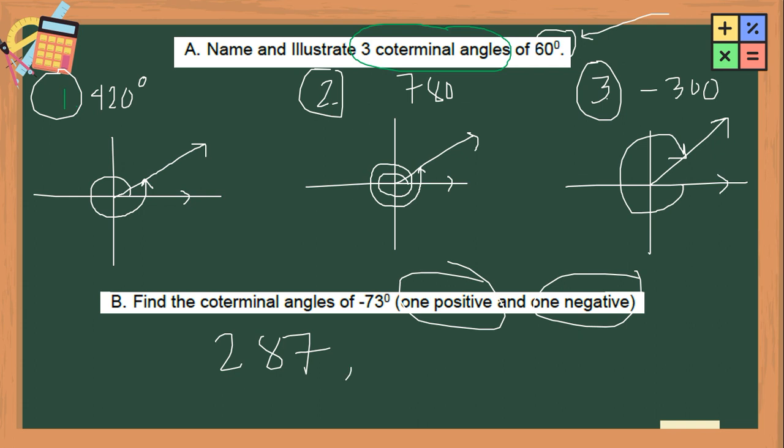Now next, what is the negative one? Answer? Negative 433. As simple as that. Negative 433. Because we're going to subtract 360 from negative 73, the answer will be 433. We're going to add and then copy the sign. That's why negative 433.